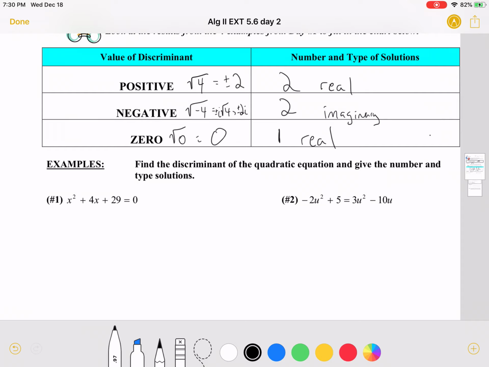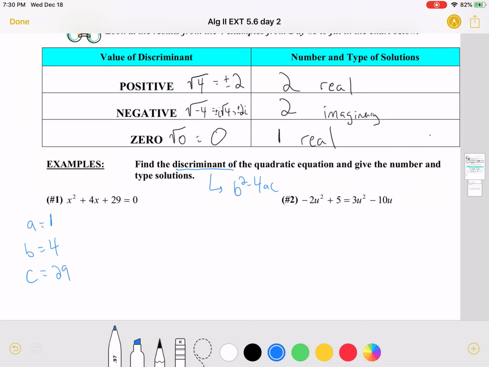Okay, our first 2 examples say, find the discriminant of the quadratic equation and give the number and type of solution. So again, the discriminant is only telling us to find b squared minus 4ac. So in example 1, my quadratic is by itself, and it's set equal to 0. So my a value is attached to the x squared. There's a 1 out there. My b value is 4. And my c value, the constant on the end, is 29.